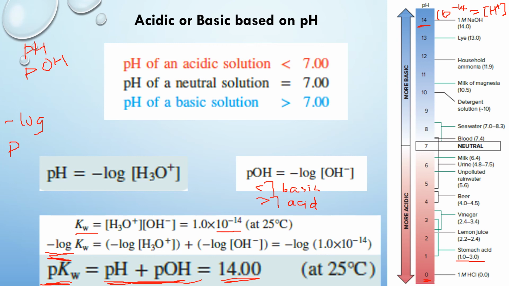From this relationship, it's very easy for us to determine the pH or pOH if we know one of them. If we know the pH is equal to 5, that means the pOH is going to be 14 minus 5, which is 9. If we know the pOH is 11, that means the pH is going to be 14 minus 11, which is 3.